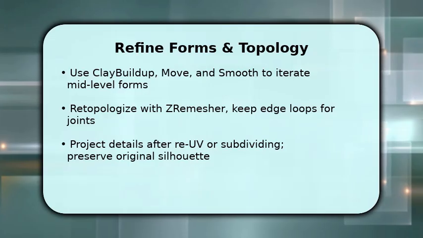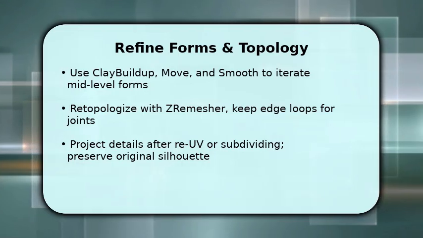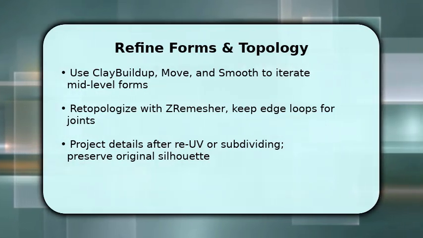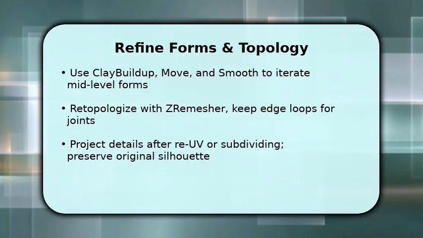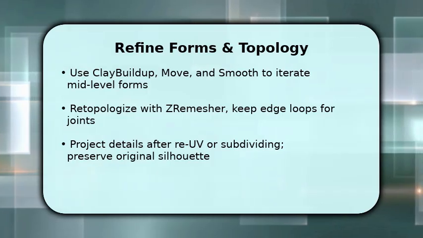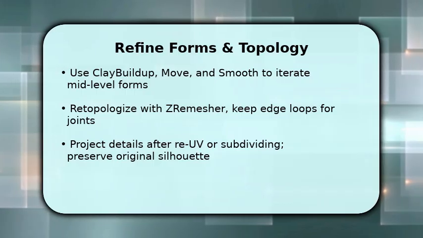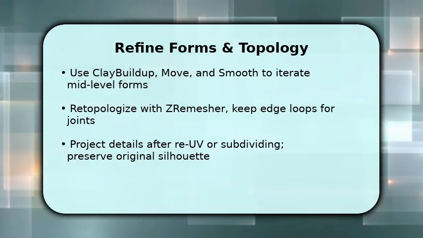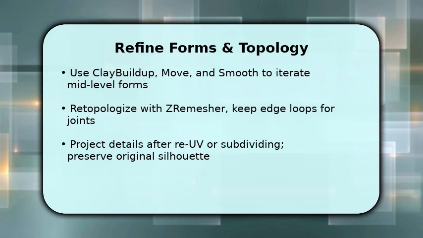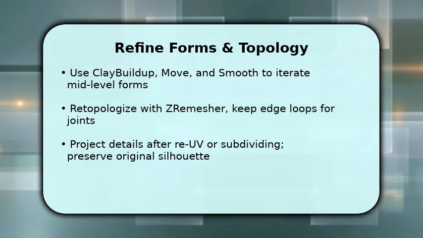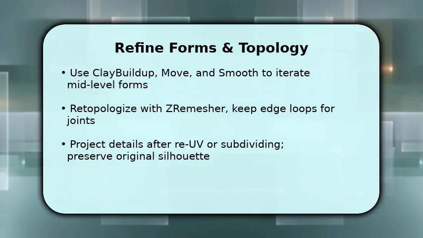Once the base is stable, refine mid-level anatomy using clay buildup for mass, move for silhouette adjustment, and smooth to blend transitions. Alternate brushes to avoid surface rhythm. When forms are correct, run Z-remesher with target polycount and curve guides to establish usable edge loops around joints and facial features. After retopology, subdivide and project the high-res detail back onto the new mesh so you retain sculpted volumes. Make sure to check topology flow before final subdivision to prevent deformation problems later on.